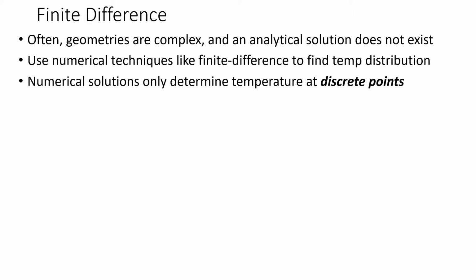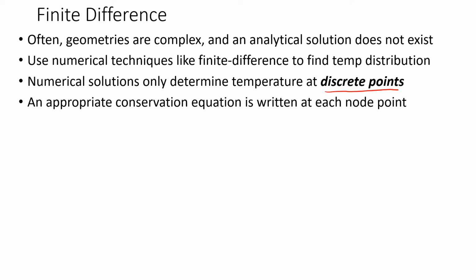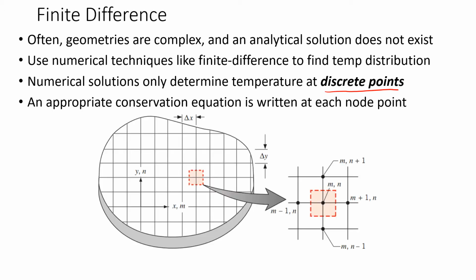What I mean by discrete points is that we divide the entire domain into small elements, which I'll show you in a moment, and we find the temperatures at those particular points. And we use an appropriate energy conservation equation for each of those node points. Those discrete points that we make on the body of interest are called node points. So let's understand this with the help of an example.